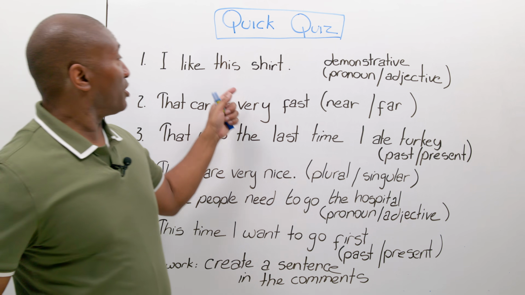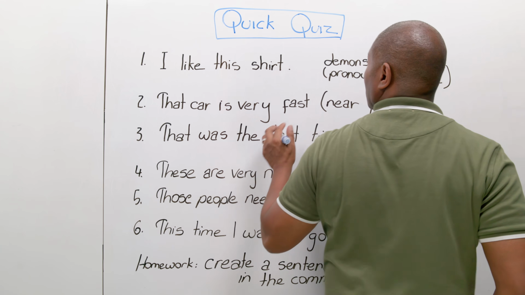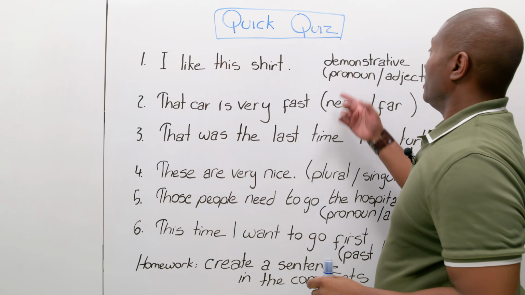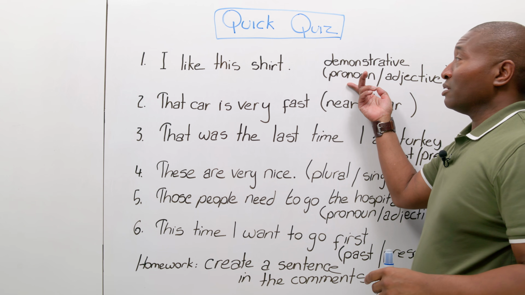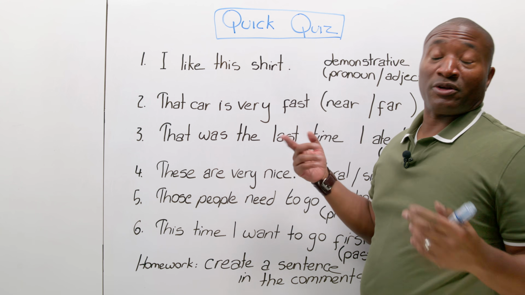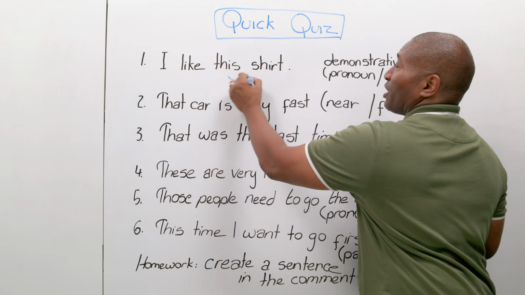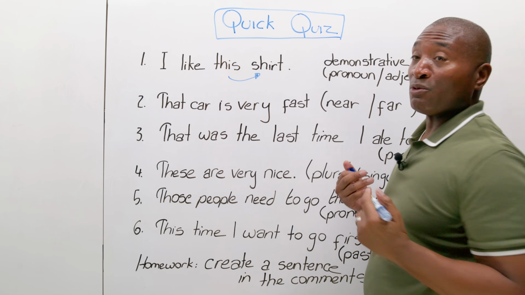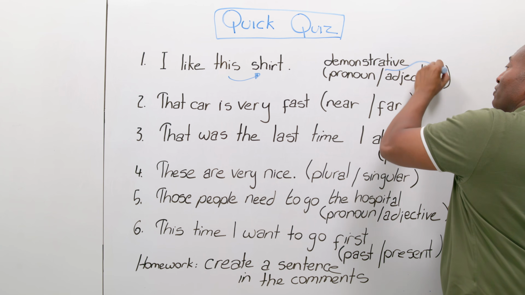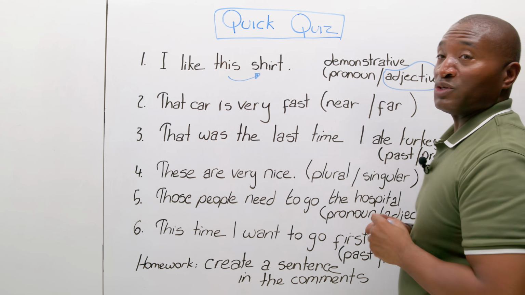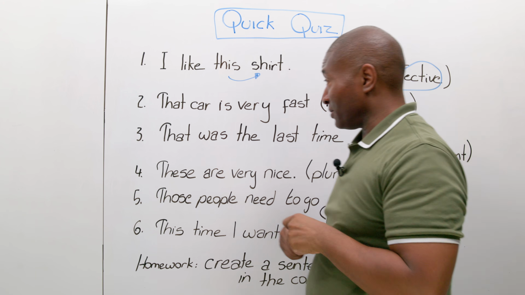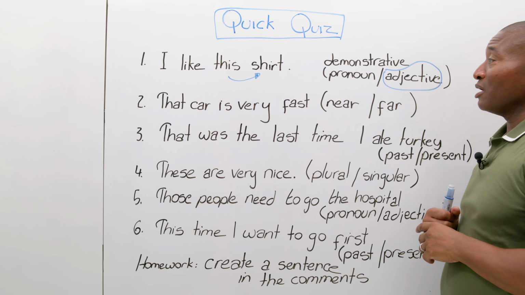Okay, well, remember I said, if you said this by itself, it's a pronoun, right? This is a shirt that I like, but it doesn't. It said, I like this shirt. This is describing the shirt, telling me that the shirt is close to me, so it's an adjective. We've changed it from just a pronoun to being an adjective, all right?